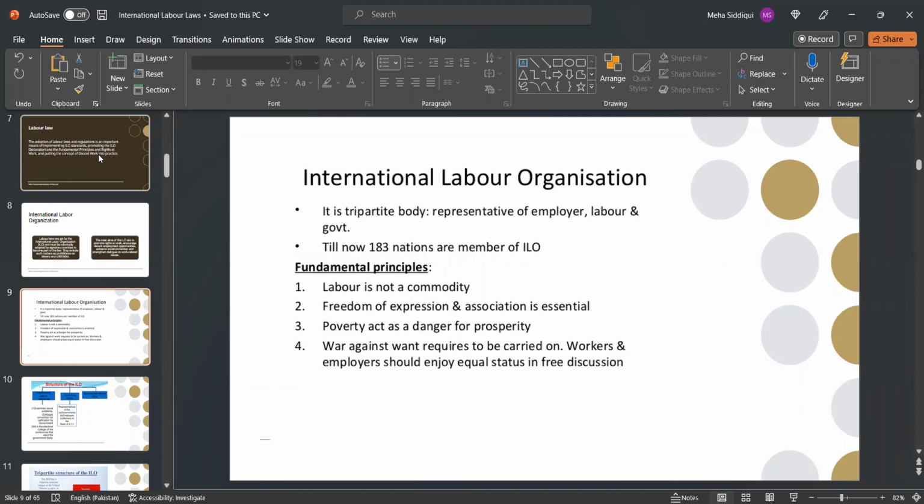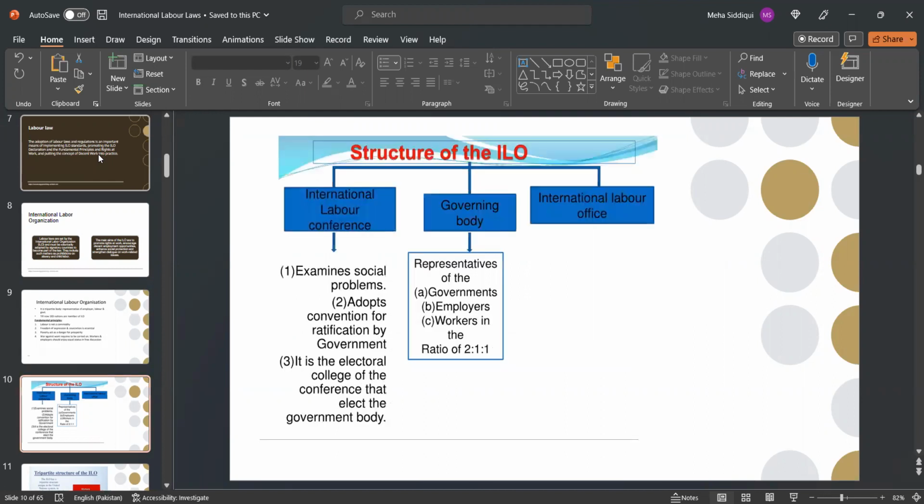Fundamental principles: labor is not a commodity. Freedom of expression and association is essential. Poverty acts as a danger to prosperity. The war against want requires to be carried on. Workers and employers should enjoy equal status in free discussion.